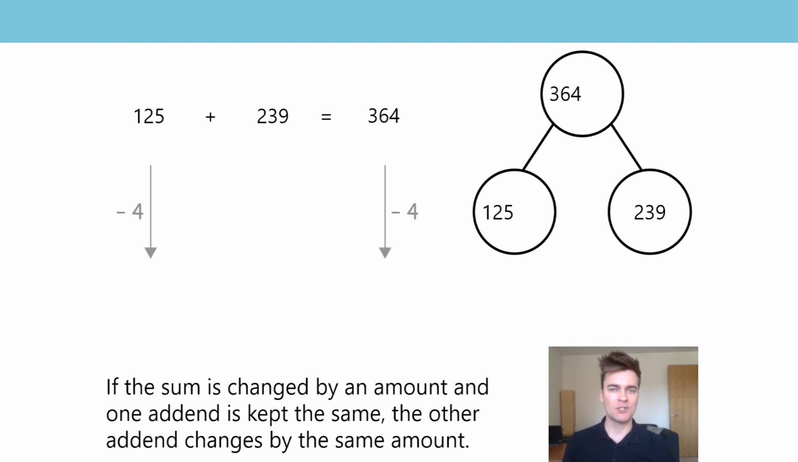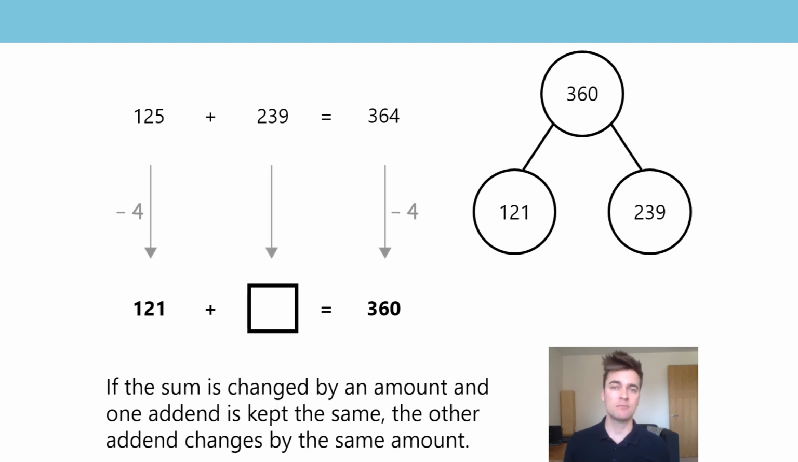Now we know that there is a change to the sum, to the total, to the whole, and to one of the parts. They both decrease by 4. We can represent that in the diagram. And the new part and the new whole, which matches our equation with a sum of 360, a new addend of 121, and one addend that doesn't change, 239.